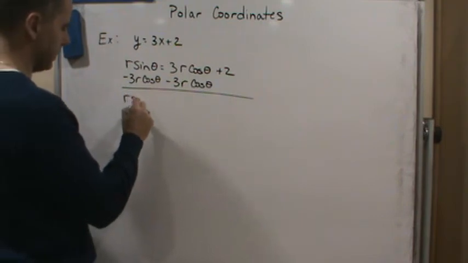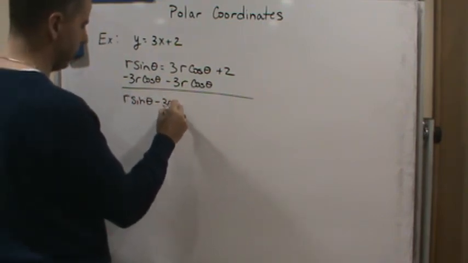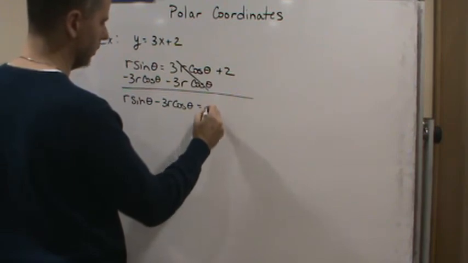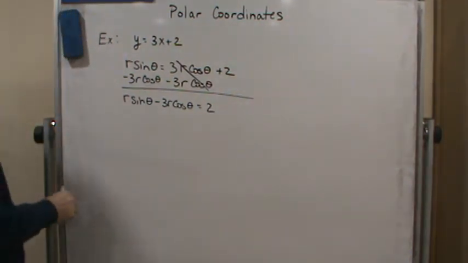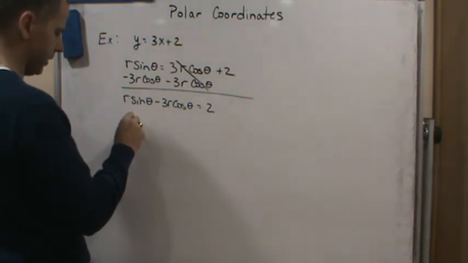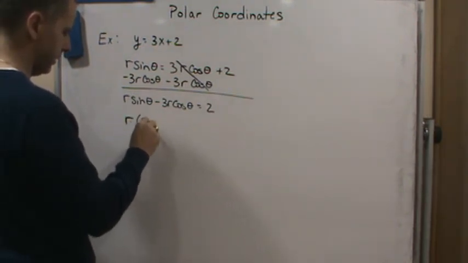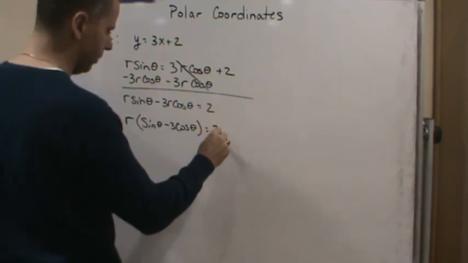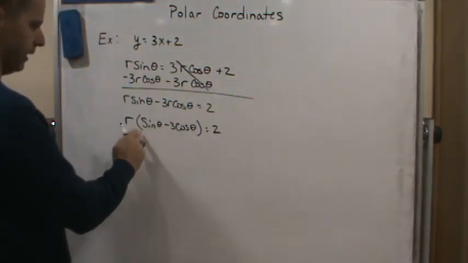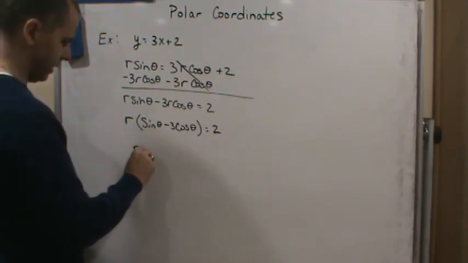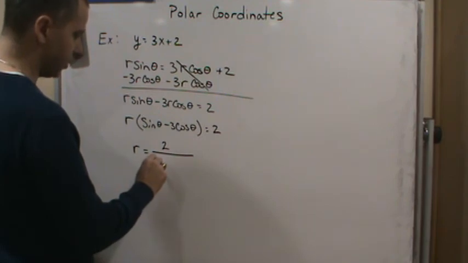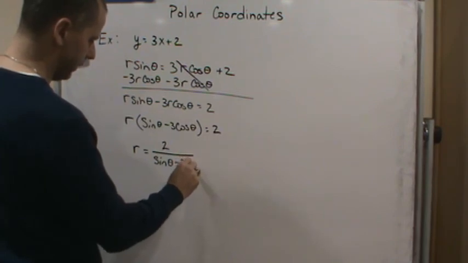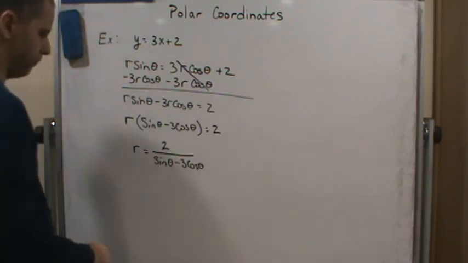I get r sine theta minus 3r cosine theta equals 2. And so what I'm going to do is I'm going to factor out the r. So that gives me r times the quantity sine theta minus 3 cosine theta, which equals 2. And then now I'm going to divide both sides by this. And my final answer is I get r equals 2 divided by the quantity sine theta minus 3 cosine theta.